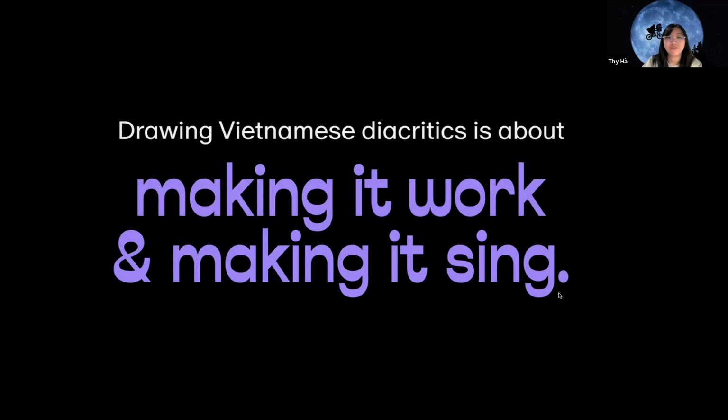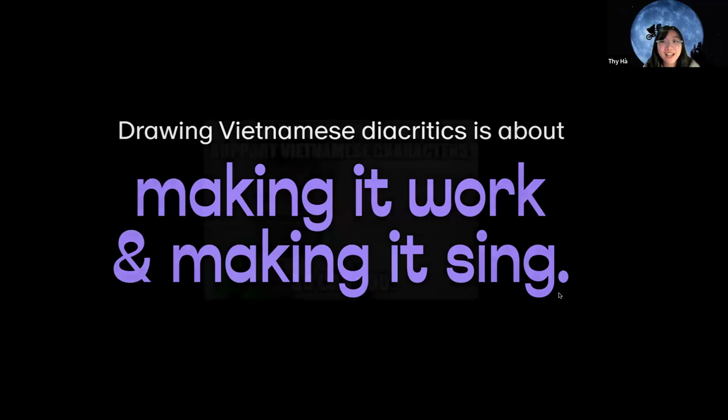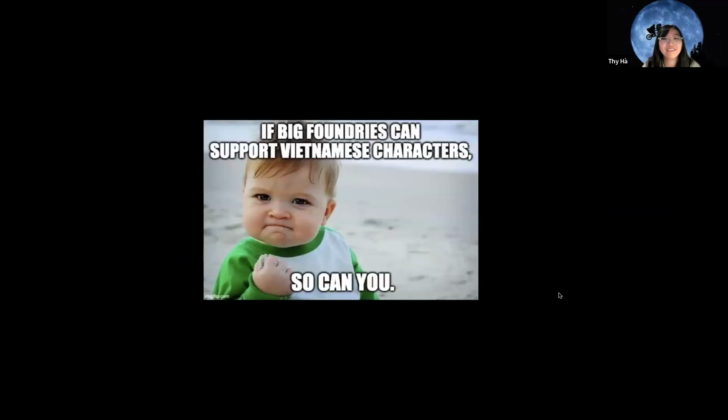So for me, drawing Vietnamese diacritics is also about making it work, legible, and accessible for people, but also making it sing. It's about having fun designing a font that you like, or designing the Vietnamese diacritics that you want to add. Oh, I have this another meme that I think is really nice, that it picks boundary-pushing foundries like Dynamo, Sharp, or Klim, adding Vietnamese support in their library. So can you as well?